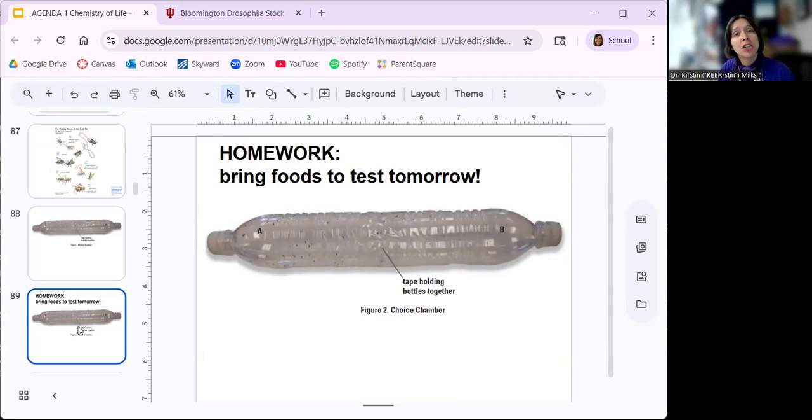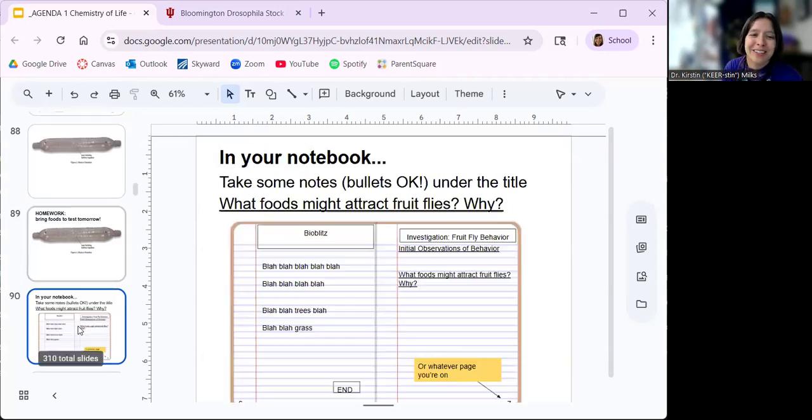Do fruit flies like jam? Do fruit flies like vinegar? Do fruit flies like mashed up fruit? Are there different fruits you think they might like? Also, please don't bring any alcohol. We do know that sometimes people put red wine or red wine vinegar in a fruit fly trap, but this is high school, so please do not bring any alcohol. Great, good talk. You should think about which foods might attract fruit flies and why.